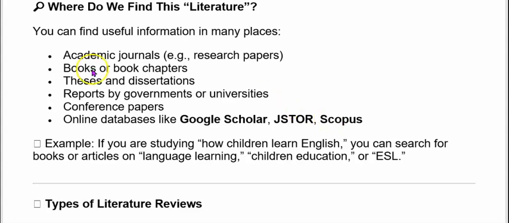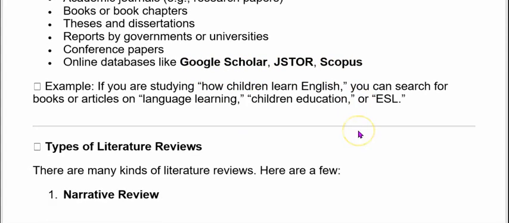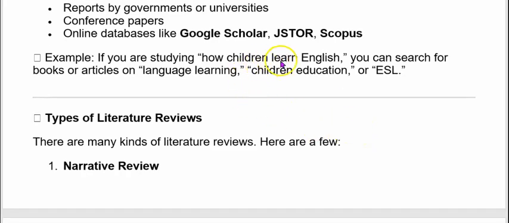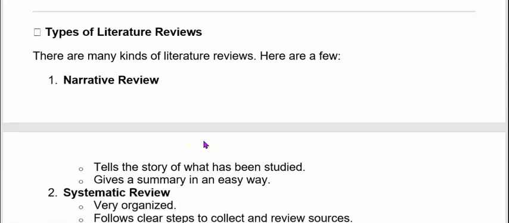Where do you find this literature? You can find useful information in many places: academic journals, research papers, books or book chapters, theses and dissertations, reports by governments or universities, conference papers, online databases like Google Scholar, JSTOR, Scopus. Example, if you are studying how children learn English, you can search for books or articles on language learning, children education, or ESL.